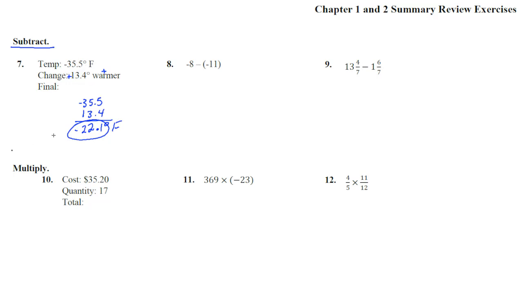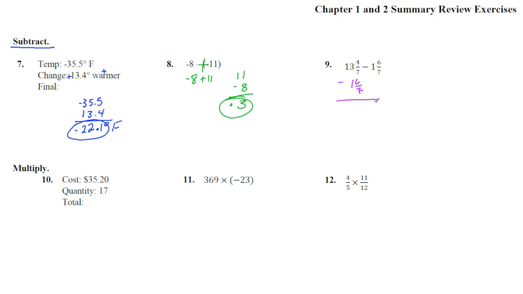Next one. Number 8. This is negative 8. Here we have a subtract a negative. That makes a plus 11. So that is a strong 11 and a negative 8. And that's 3. Ends up being a positive. So the number 3, yeah, which negative 8, if you go up 11, you went up to 0 and then 3 more. Good. Number 9, 13 and 4/7 minus 1 and 6/7.